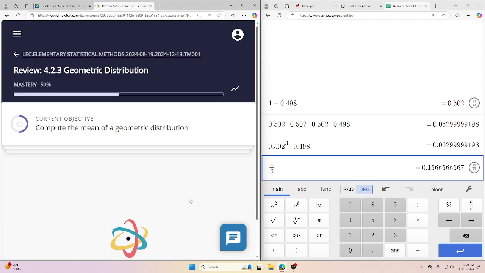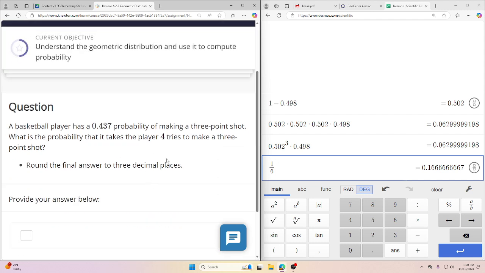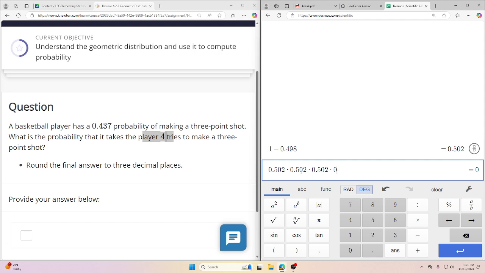So there's a formula for that one. I got two numbers. So this is the geometric again. 4 tries. So how do I get the opposite of this? This is my probability of success. How do I get my failure? Yeah, 1 minus, exactly.